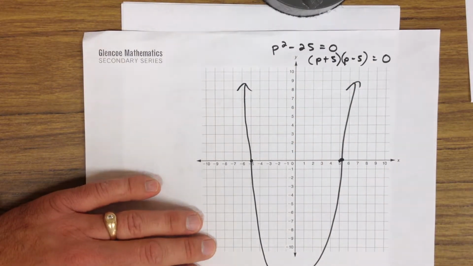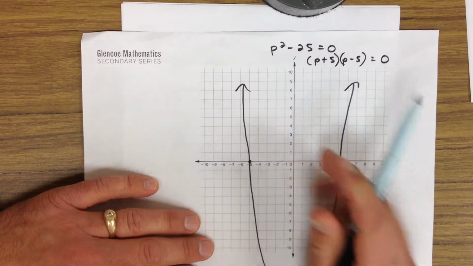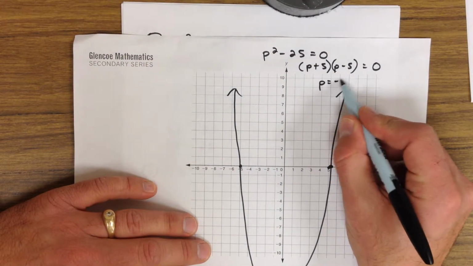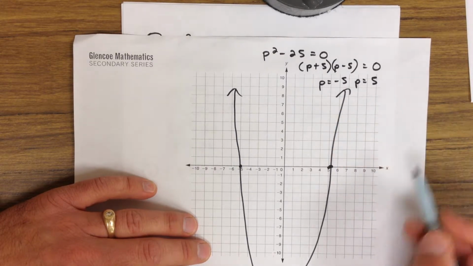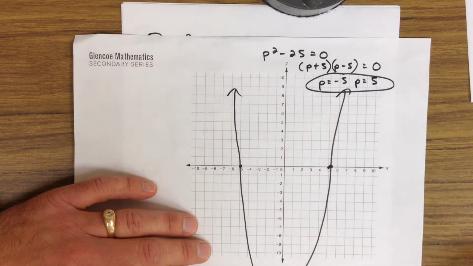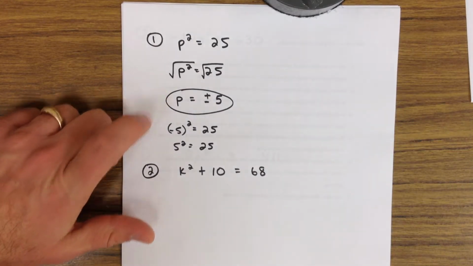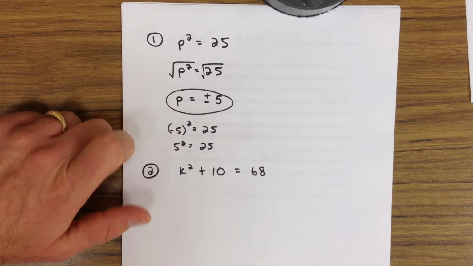All right, but that's how we solved it previously, is we actually factored this, and we got p equals negative 5 and p equals positive 5. So it made sense back then that we had two different answers for p. We had positive and negative roots. So when we solve algebraically, we need to think about both roots also.